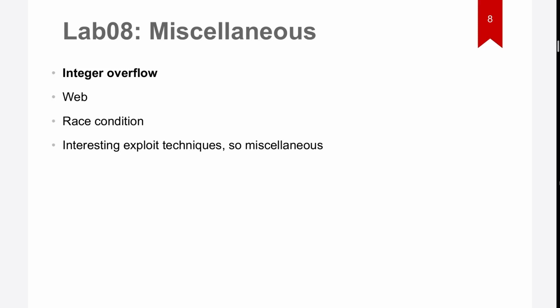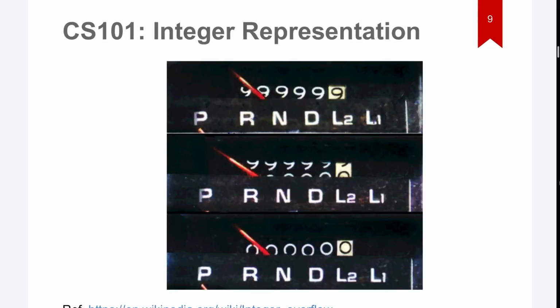For today, we have a couple of other topics that are also very common. One of them is the integer overflow that can happen. A couple of interesting slides on that as well. Some web race condition, or how we can inject commands when certain conditions are met. And overall, these 10 challenges in this lab have just interesting exploit techniques that didn't fit into one of the other categories that we have a full lab about.